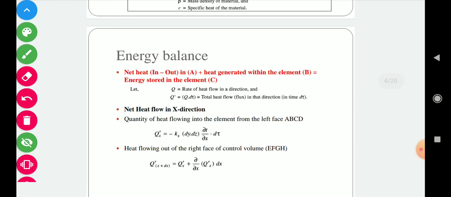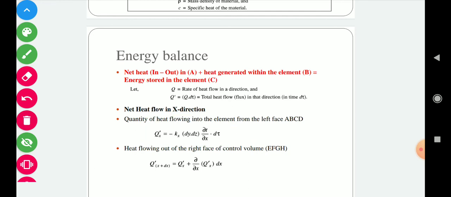So this k into A means dy into dz into temperature gradient, that is del T by del x. This will give you heat transfer rate, but if you multiply it by total time, then it will give you total amount of heat transfer. So here they are multiplying by d tau, that is time. So it will give you total amount of heat transfer through the entrance face during time d tau.